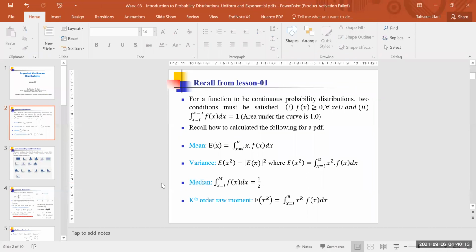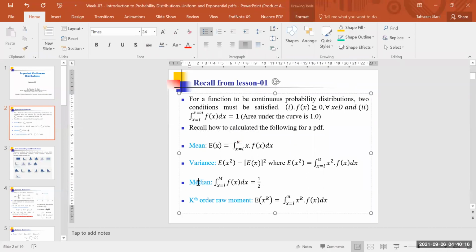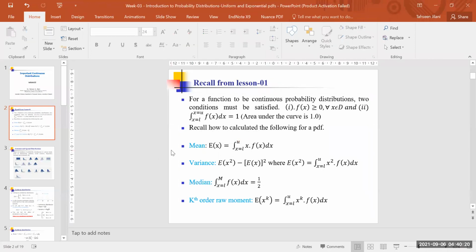Sometimes we rely on mean, sometimes we have to depend on median. So it depends on what the data type is and what the shape of the histogram is. That's a practical thing.